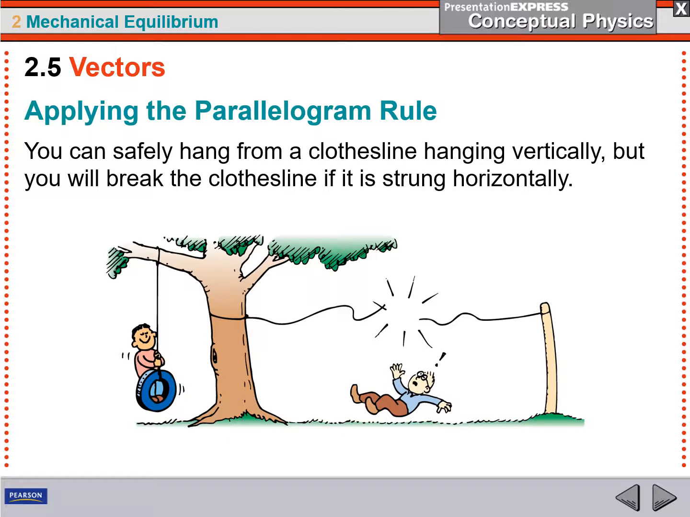You could take a rope and hang it straight down, and maybe you could sit on it. You could put your swing on it and swing back and forth. You could take that same rope, put it side to side, and then try to hang from it, and it might break. It has a lot more tension in the side to side than it did in the straight up and down position.